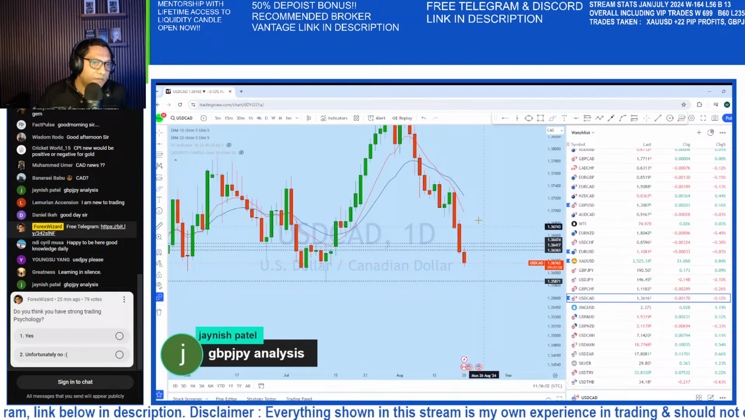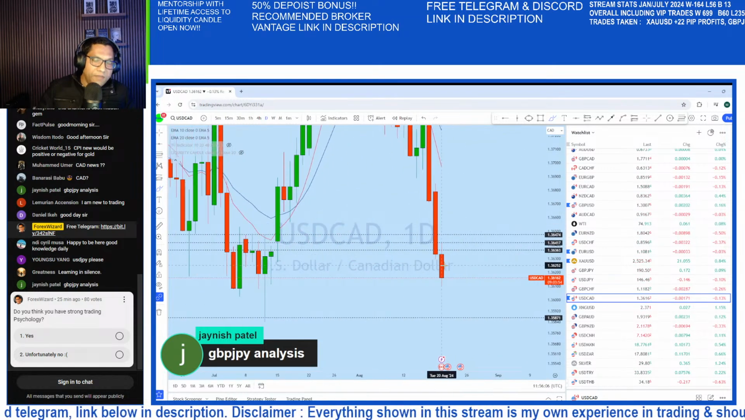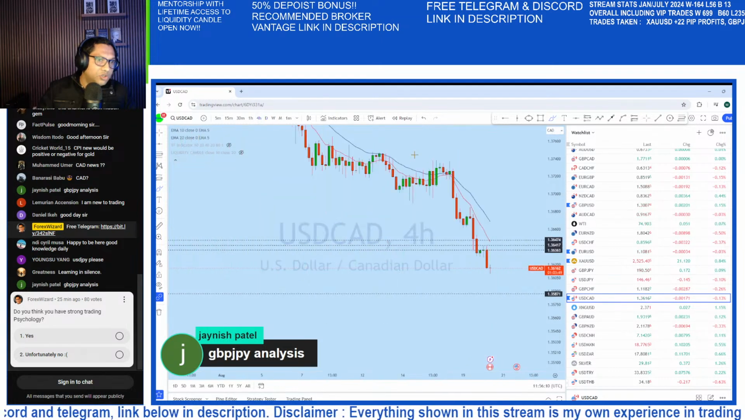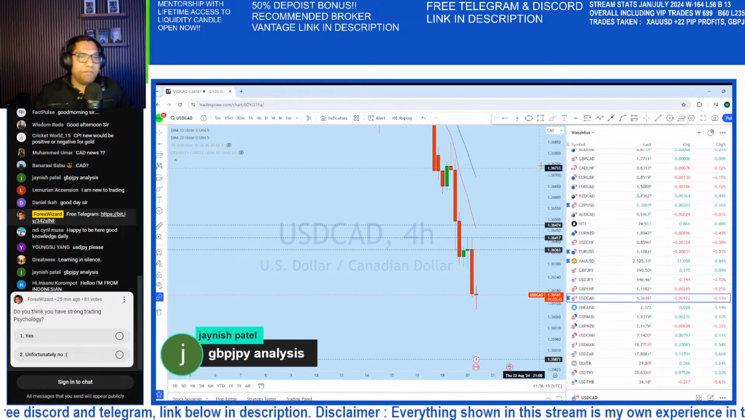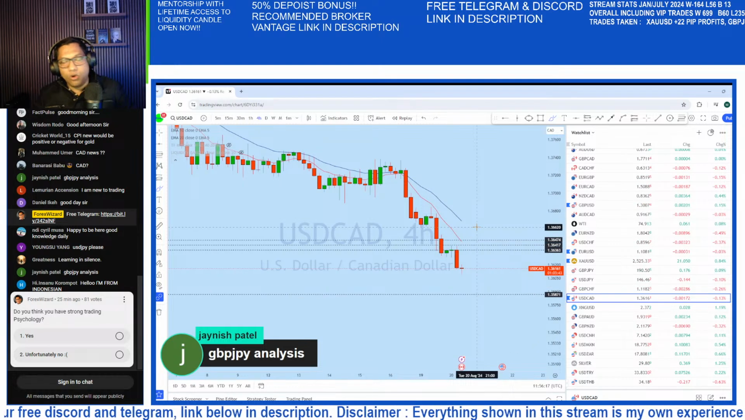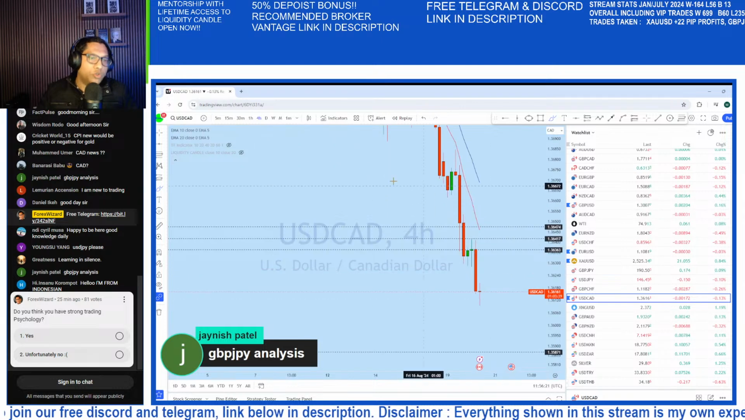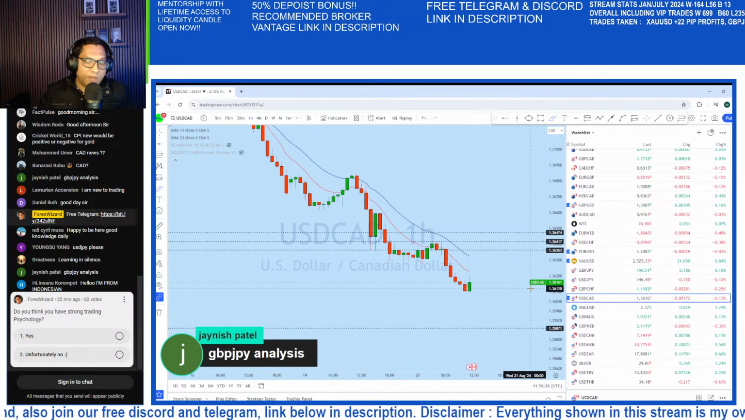This is the daily chart. Pretty strong drop here on the daily. Any pullback to the upside will give us that potential selling opportunity. This is a highly bearish market at the moment. On dollar CAD, I will be looking for a selling opportunity as soon as you find one, with the news coming up in just a matter of 30 minutes.